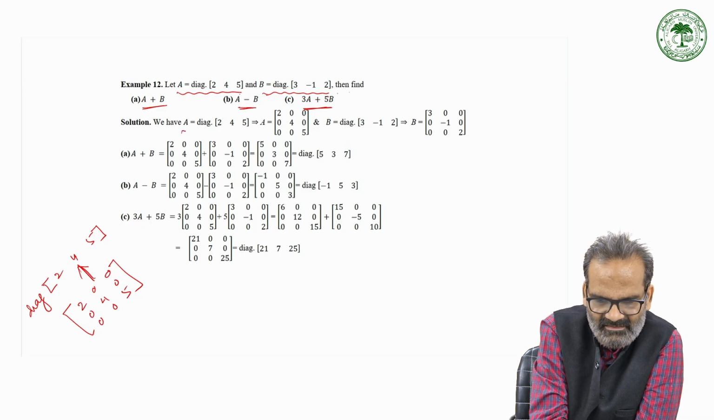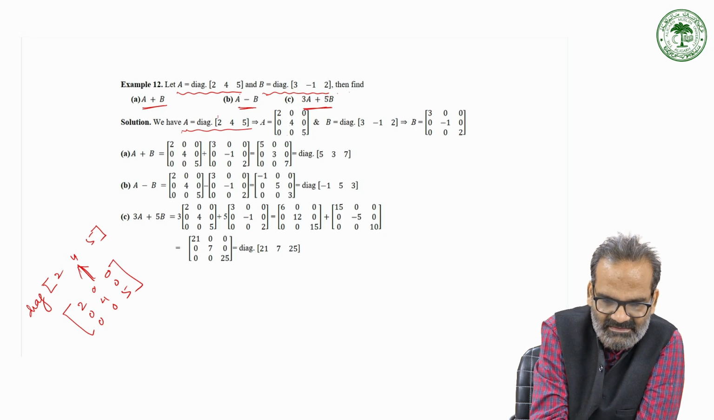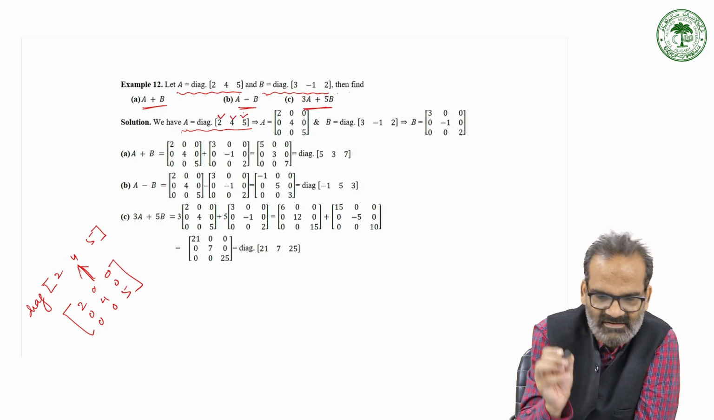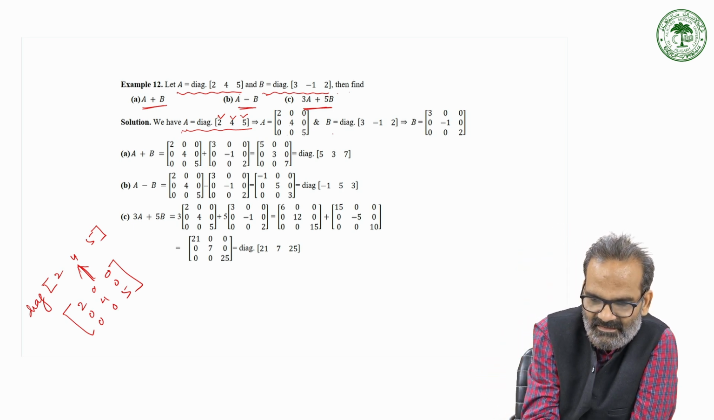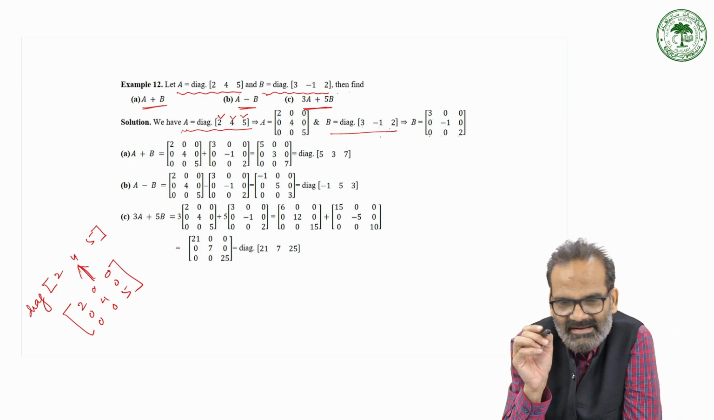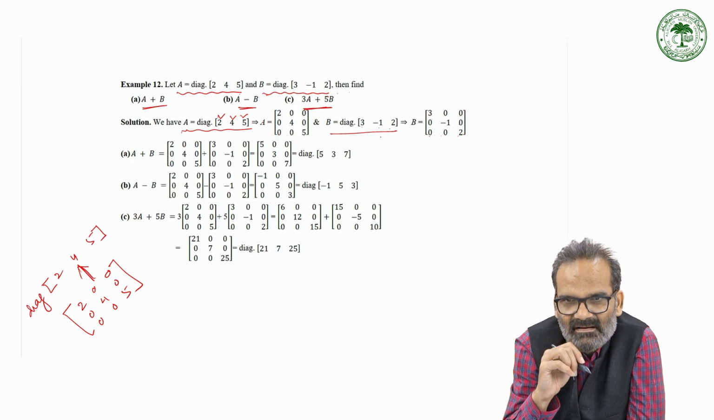Let A be equal to this, right? Diagonal of 2, 4, 5. See, this matrix can be written as 2, 0, 0, 0, 4, 0, 0, 0, 5. They are the diagonal elements, and the rest of the elements are always 0. Similarly, B is this: 3, minus 1 and 2. So 3, 0, 0, 0, minus 1, 0, 0, 0, 2. So 3, minus 1 and 2, they are the diagonal elements.